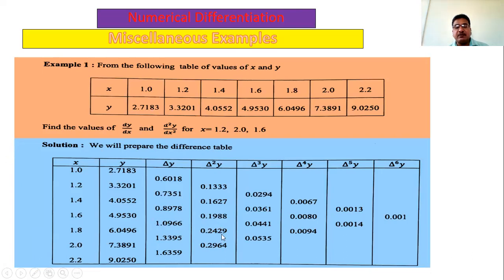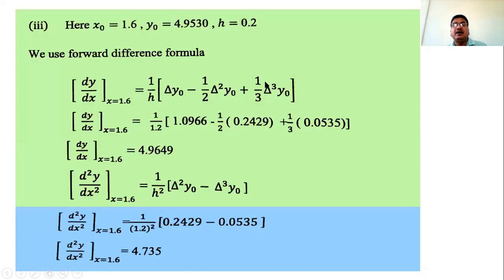This is delta y naught. This is delta square y naught. This is delta cube y naught. And then all the remaining differences are 0 at 1.6. That is, the fourth order, fifth order differences are 0. So only write the formula up to delta cube y naught. So no need to write the further terms, because what are the further terms? Minus 1 by 4 delta raised to 4 y naught plus 1 by 5 delta raised to 5 y naught. But no need to write the terms, and then substitute the values.